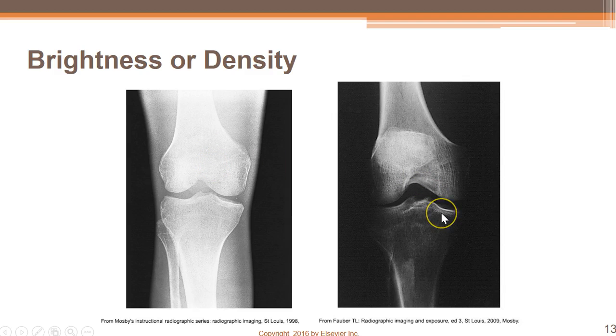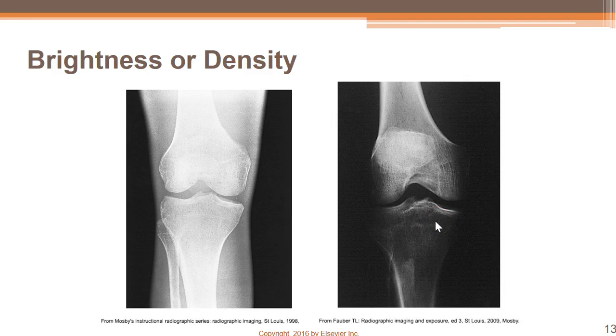And then over here, that's too much density. It's too dark, has insufficient brightness or excessive density, and you cannot well visualize that knee. So if this were film, both of these would have to be repeated. This one with more technique, this one with less technique.